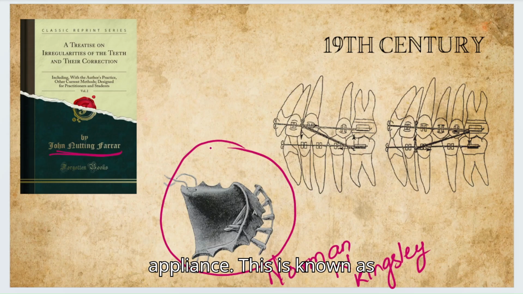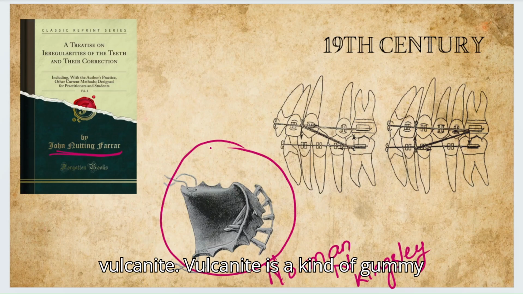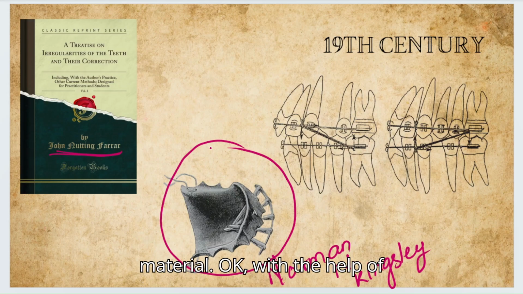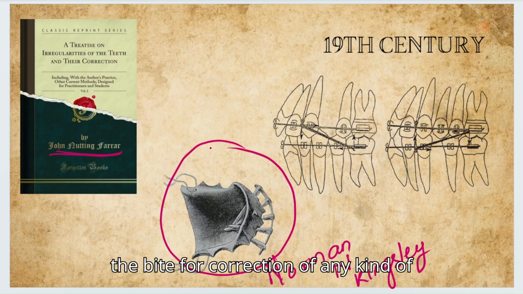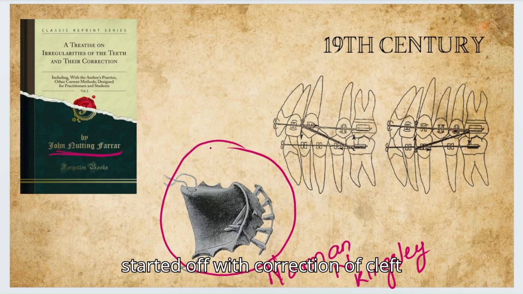This is known as jumping the bite. He used vulcanite. Vulcanite is a kind of gummy material. Okay, with the help of elastics, bands, whatever he had, he developed this technique of jumping the bite for correction of any kind of protrusion or retrusion. He also started off with correction of cleft palate in those times.